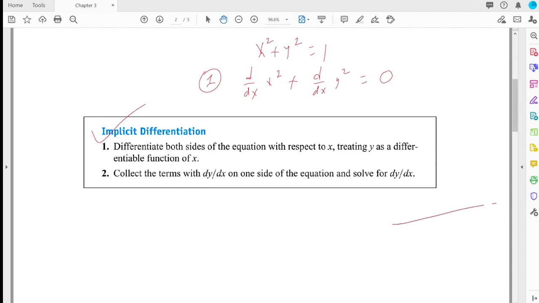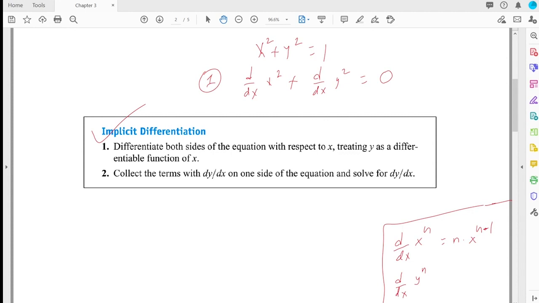Remember, when we do implicit differentiation, this is what we need to understand. The derivative of x to the power n with respect to x is n times x to the power n minus 1. That's called the power rule. But if you are looking for the derivative of y to the power n, where n could be any integer, it's not the same. It might be different.